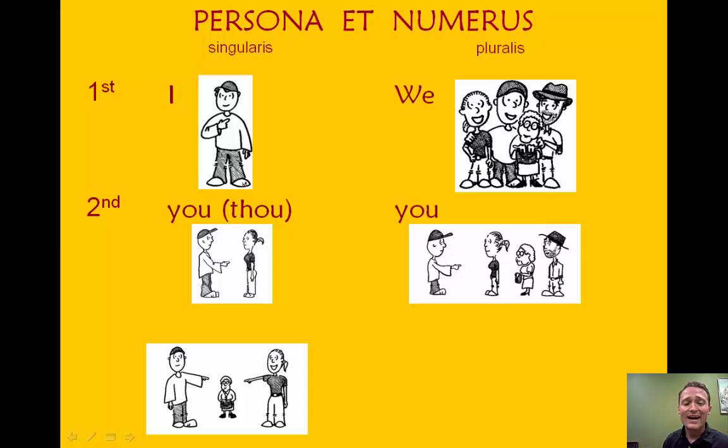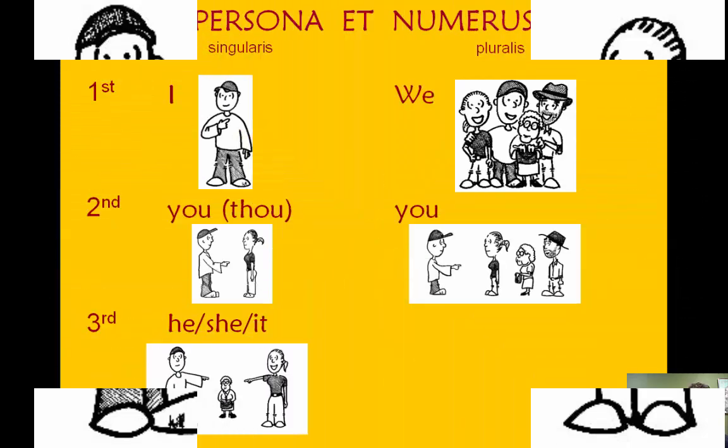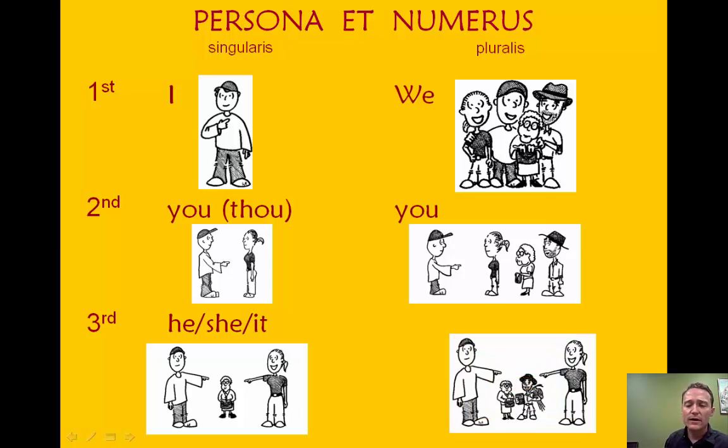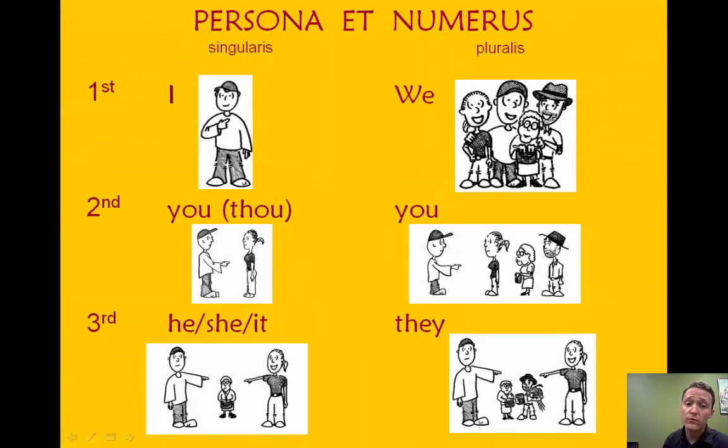Then, if I am not speaking to you, but I'm speaking about someone, not someone I'm directly addressing, then that is third person. And if there's only one of those, then it's third person singular. And we represent that by the pronouns he, she, or it, or we use the noun about which we are speaking. If I'm speaking about more than one person, but I'm not directly addressing them, then that is third person plural. And we represent that with the pronoun they, or the plural form of the noun.